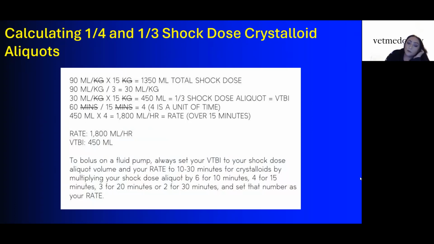To bolus on a fluid pump, you always set your VTBI to your shock dose aliquot volume and your rate to 10 to 30 minutes for crystalloids by multiplying your shock dose aliquot by 6 for 10 minutes, 4 for 15 minutes, 3 for 20 minutes, or 2 for 30 minutes. And set that number as your rate.